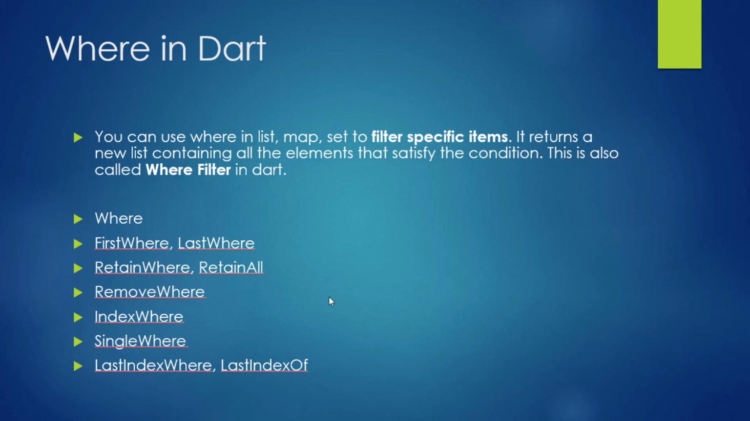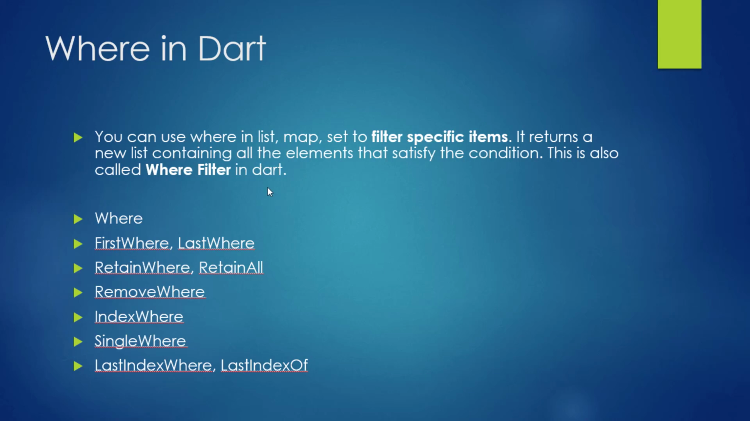Our previous tutorial was about set in Dart. Now in today's tutorial we are going to discuss where in Dart. You can use where in list, map, set to filter specific items. It returns a new list containing all the elements that satisfy the condition. This is also called where filter in Dart.